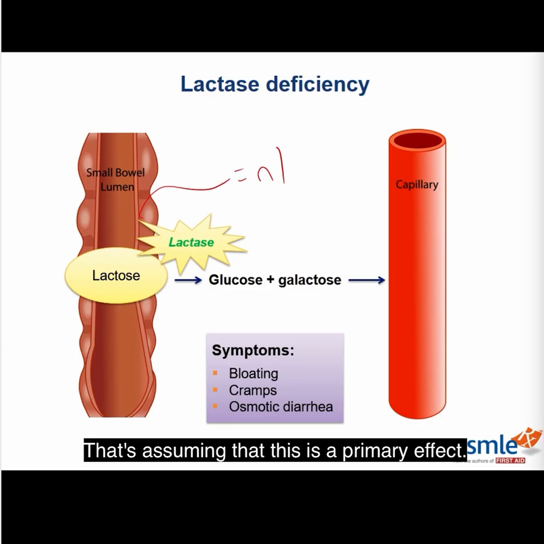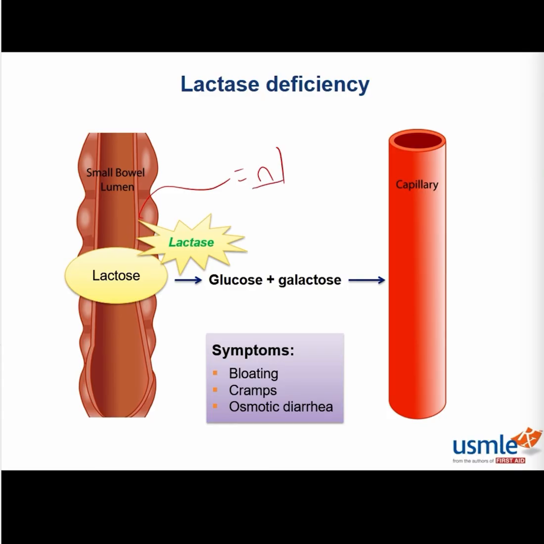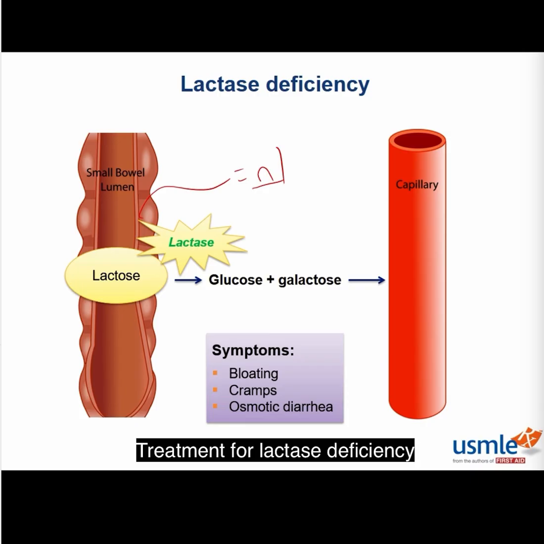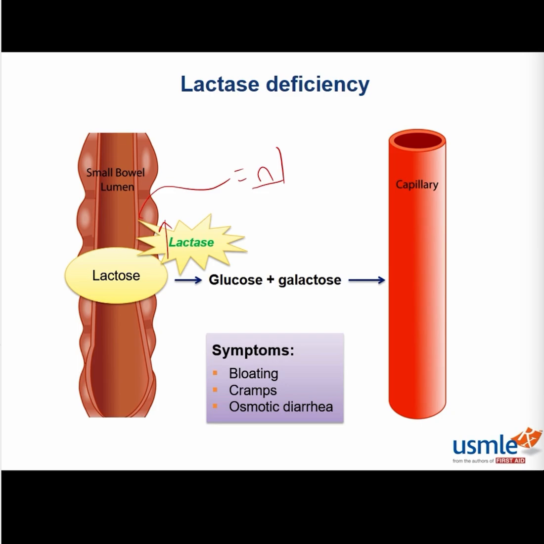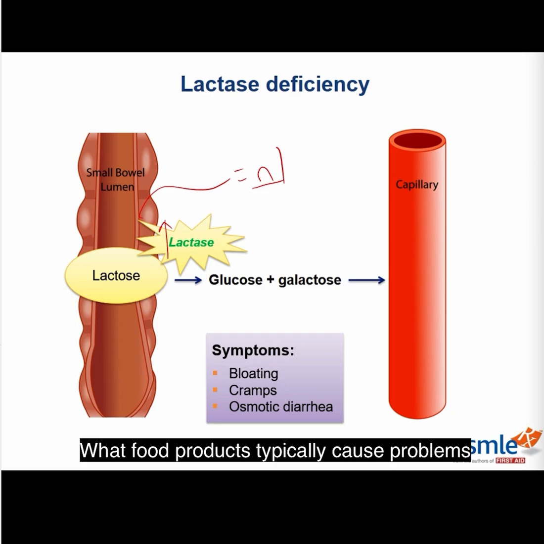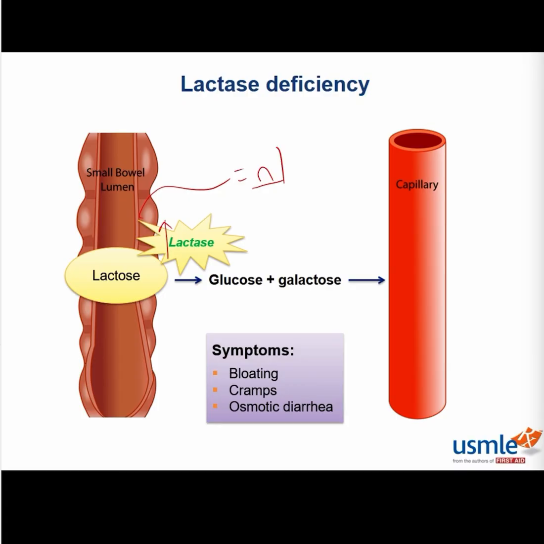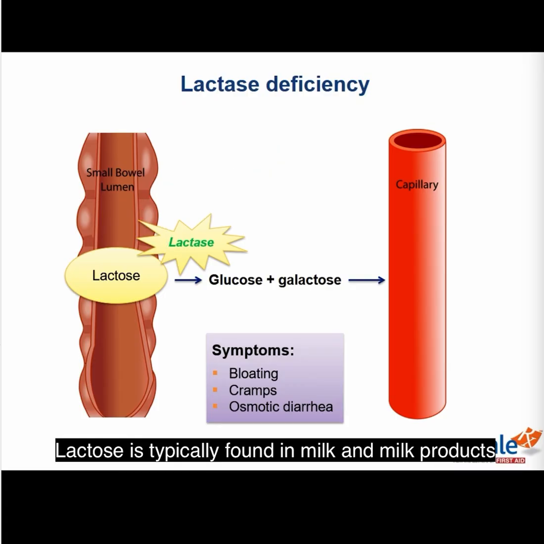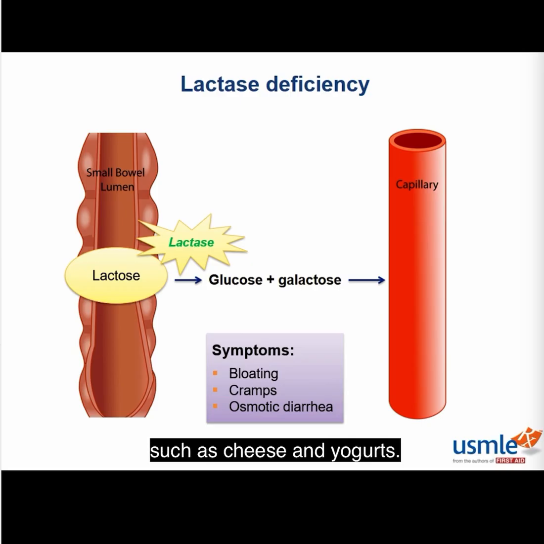That's assuming that this is a primary defect. Of course, if the intolerance is secondary, there may well be damage in cases of gastroenteritis or autoimmune diseases. However, in the case of primary lactose intolerance, again, this biopsy will appear normal. Treatment for lactase deficiency includes avoiding lactose in the diet or taking lactase pills with food. What food products typically cause problems in those with lactase deficiency? Lactose is typically found in milk and milk products such as cheese and yogurts.